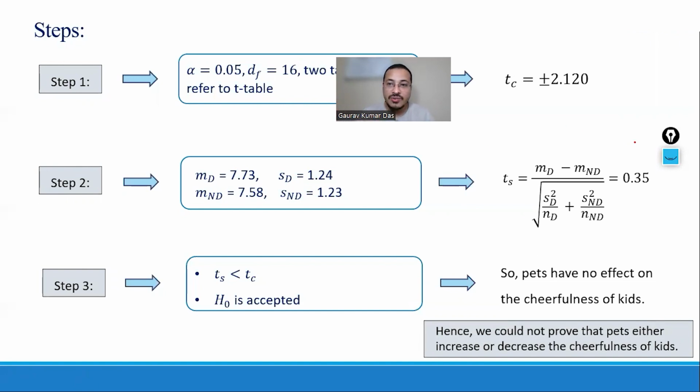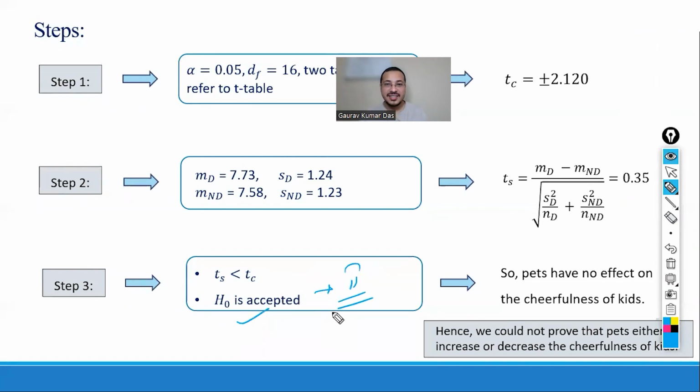So here, what would be the error involved then? What is the error involved when H naught is accepted? It is the type 2 error. Do not forget that, guys. So whatever alpha you have considered, this actually is type 2 error.